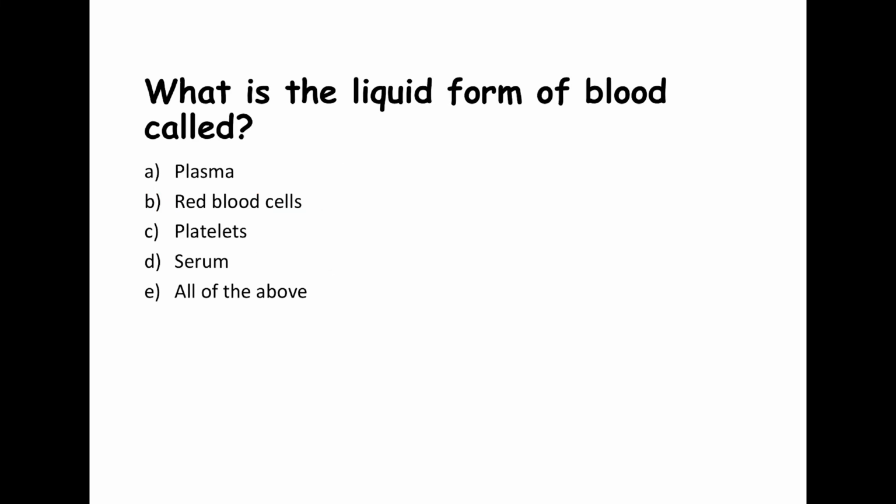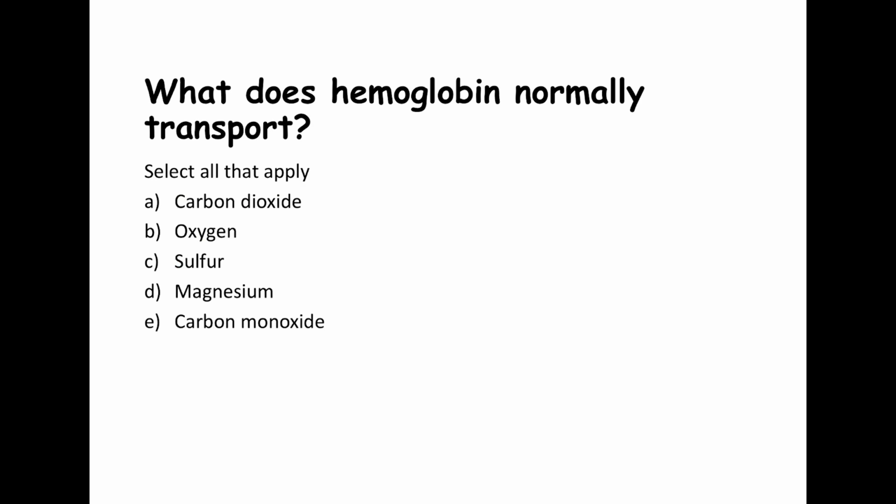What is the liquid form of blood called? Is it plasma, red blood cells, platelets, serum, or all of the above? Hopefully you picked plasma. What does hemoglobin normally transport? Select all that applies. Is it carbon dioxide, oxygen, sulfur, magnesium, or carbon monoxide? The question is, what does hemoglobin normally transport? So hopefully you picked carbon dioxide and oxygen. So even though carbon monoxide can also be bound to red blood cells, to the hemoglobin, that is not normally transported. So it's carbon dioxide and oxygen.